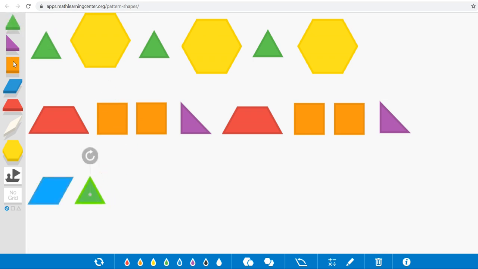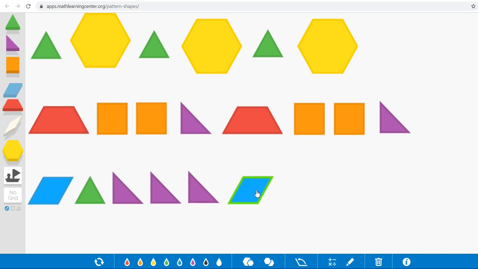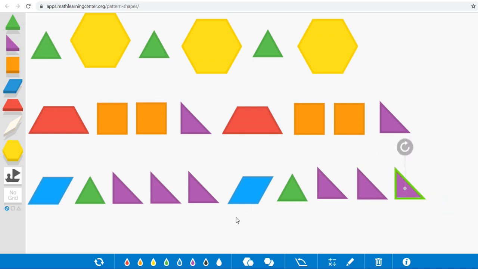Triangle, and let me see. I'm going to use another triangle and another triangle. Ooh, I don't know if I've ever done a pattern like this before. All right. So we have blue, green, purple, purple, purple. Blue, green, purple, purple, purple.